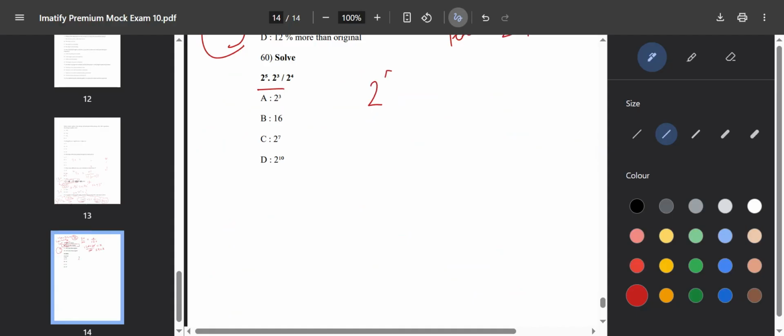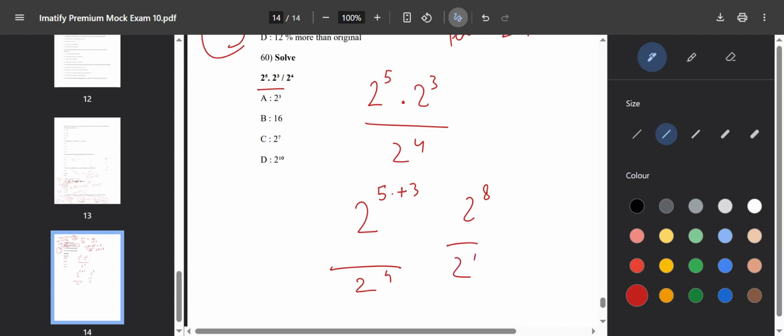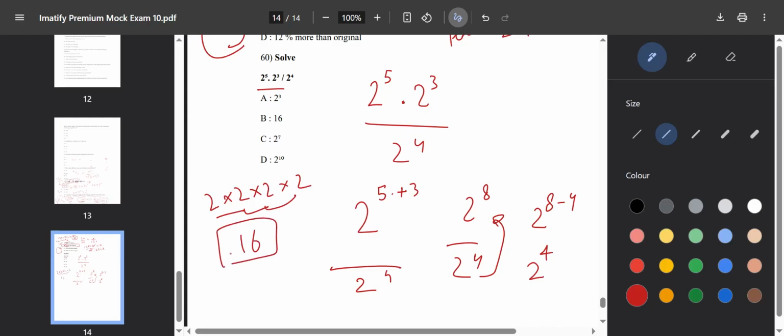We have to write it. Okay, this is 2 to the power 5, and in multiplying we will add the powers, divided by 2 to the power 4. So it will be 2 to the power 8 divided by 2 to the power 4, and when it comes up it will be 2 to the power 8 minus 4. This will be 2 raised to power 4. 2 raised to power 4 is 2 into 2 is 4, 4 into 2 is 8, 8 into 2 is 16. So this will be 16.